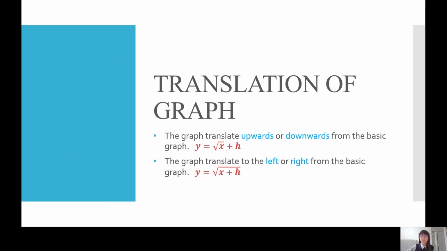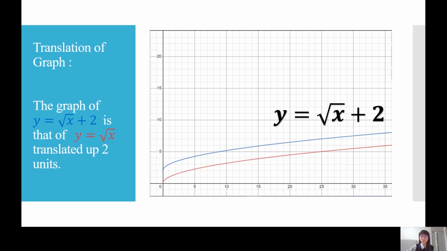The first one is translation, and the translation divides into two. The first one is the graph will translate upwards or downwards from the basic graph, and this will be the equation. And the second one, the graph will translate to the left or right from the basic graph, and this will be the equation. Okay, now I'm going to show you the first example of the translation of graph.